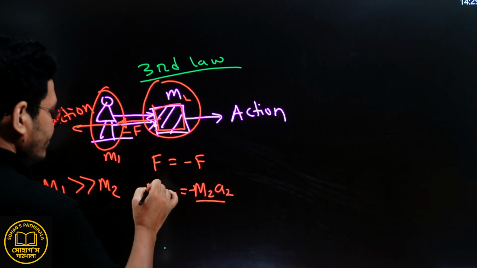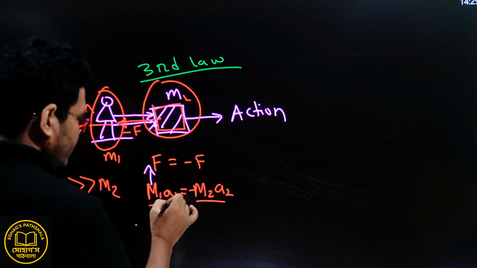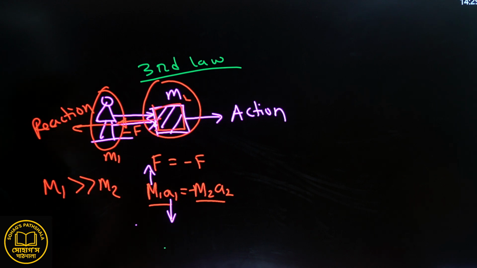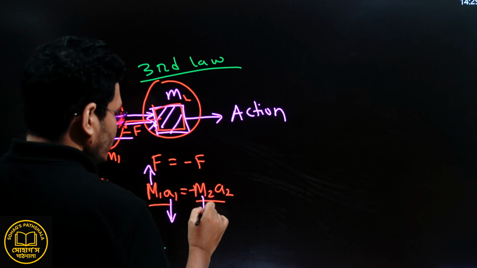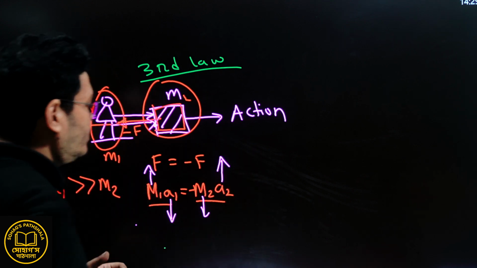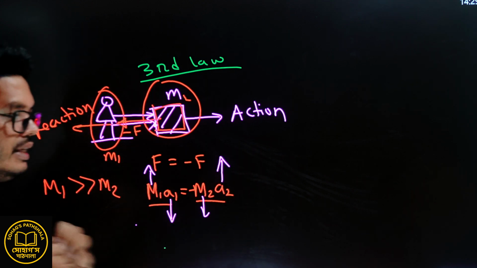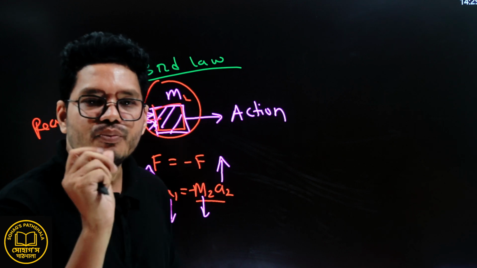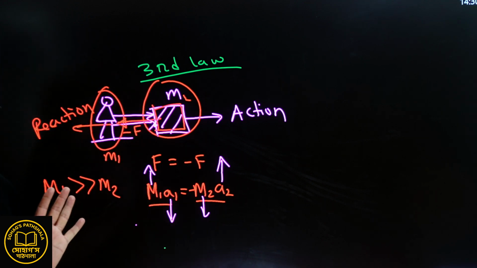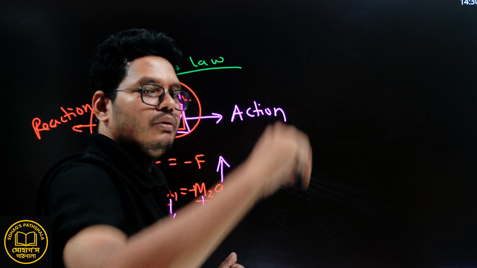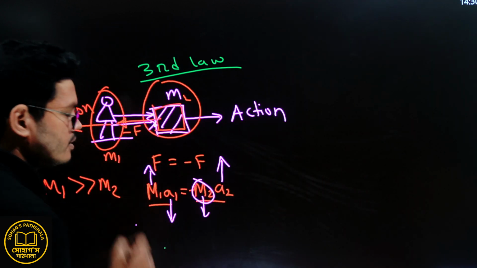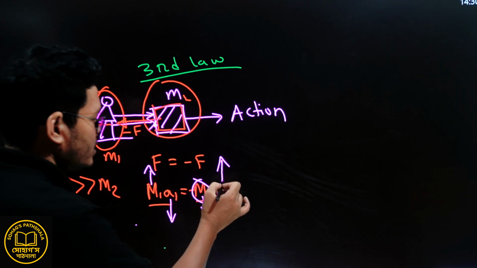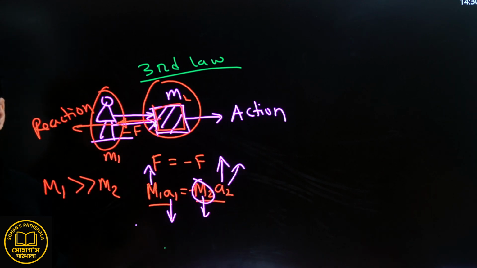As the mass is very high, the acceleration will be very low, and as the mass of this is very low, its acceleration will be very high. That means if you just hit a very small object, you will see nothing, but that object will have a very high speed because its mass is very low, so its acceleration will be so high.